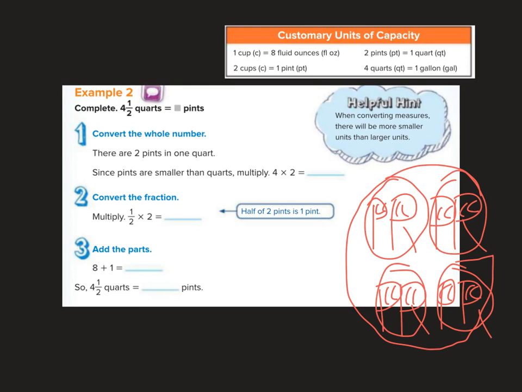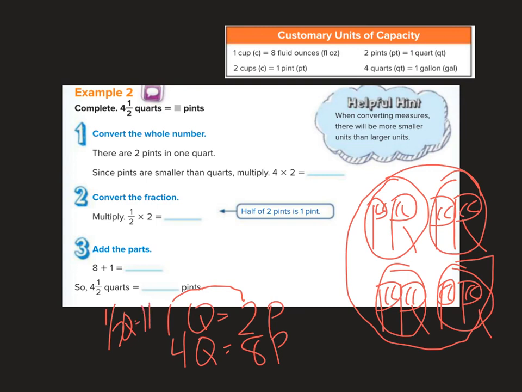Now, what if we have 4.5 quarts? How many pints is that going to be? For each quart, 1 quart equals 2 pints. So if I have 4 quarts, that would be 8 pints. Half of a quart, since 1 quart is 2 pints, would be 1 pint. So 4.5 quarts would be 9 pints.